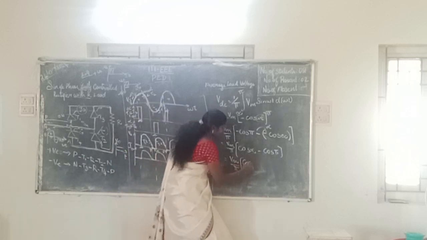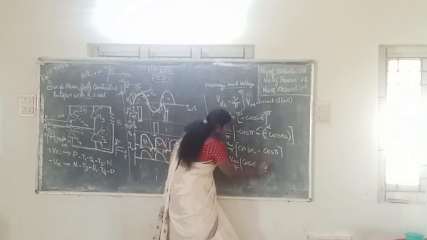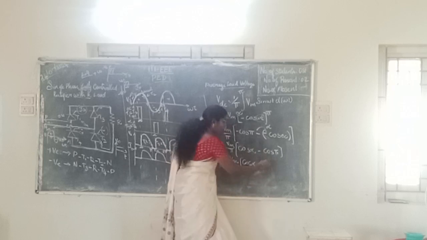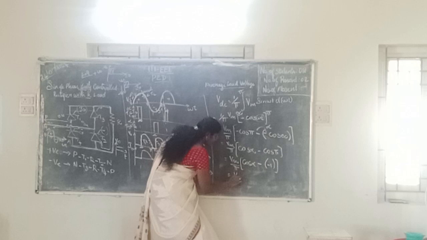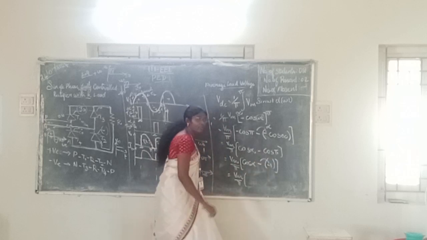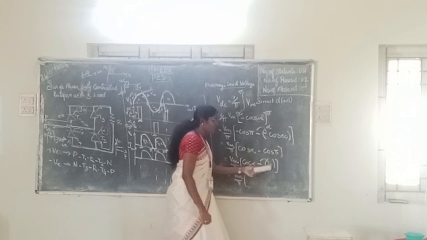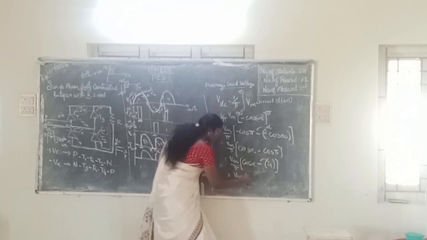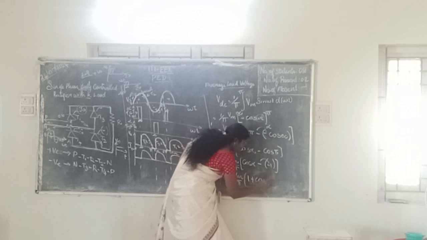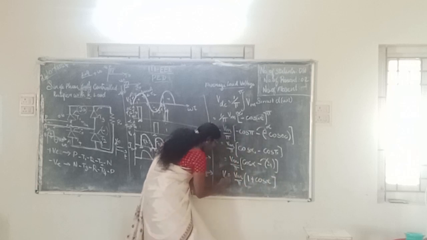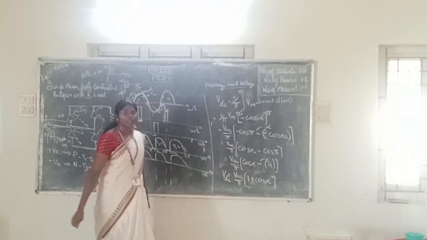So we can write it as cos alpha. Already there is a minus over here, and cos pi is minus 1. Okay, so we can write it as how? Vm by pi. Shall I write the plus 1 first? Minus into minus will happen, plus 1. So I am writing the 1 first. 1 plus cos alpha. This is your average DC output voltage.